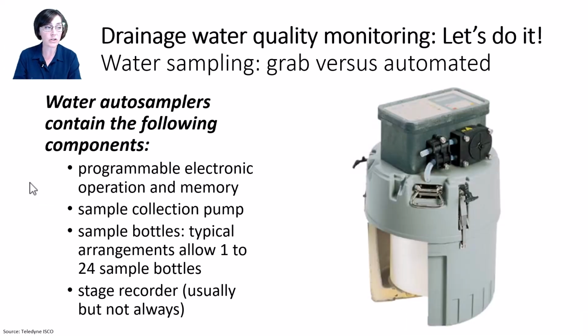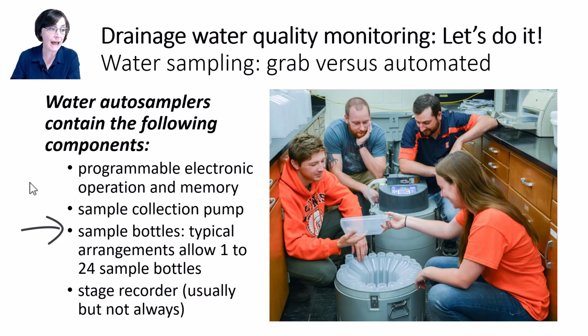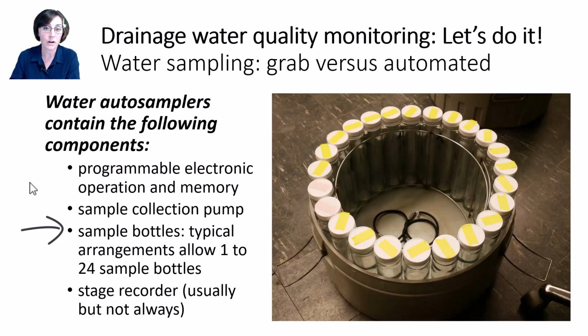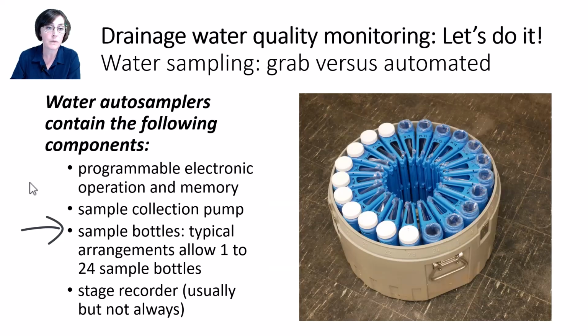In terms of bottle configuration, you can have one large bottle if you're doing a large composite sample. We'll talk about what that means in the next lesson. You can have up to 24 plastic bottles, up to 24 glass bottles, which I sometimes prefer if we acidify in the field. Or you can use shells that contain disposable plastic water sample baggies.